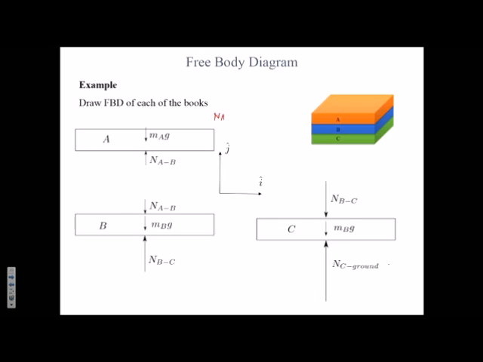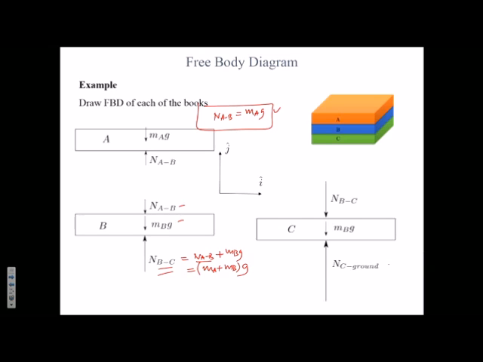So N(A-B) would be equal to M_A g, and this is for book A, right? The normal reaction on the book A is the same as its weight. If you look here, both of these forces are pointing downward. This one is pointing upward. If this is an equilibrium, if it is not going anywhere, then all the forces should balance, which means that this should be equal to N(A-B) plus M_B g. And we just saw that this is equal to M_A g, so this is nothing but (M_A plus M_B) times g.